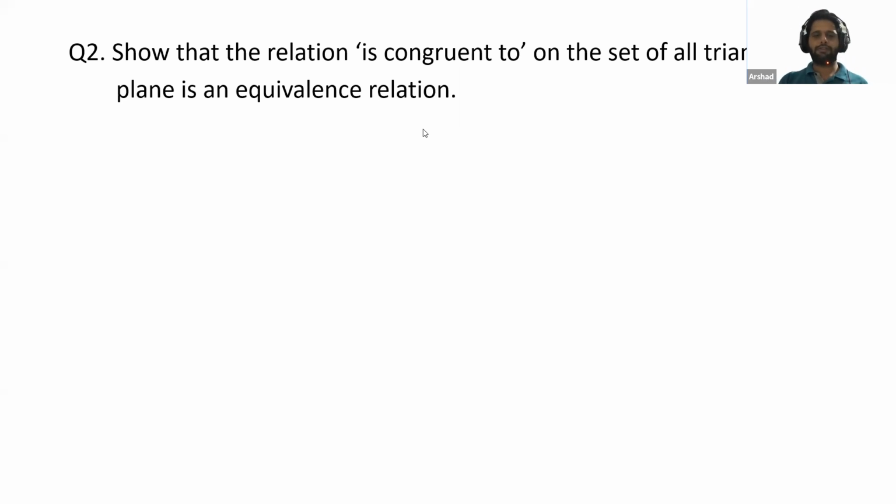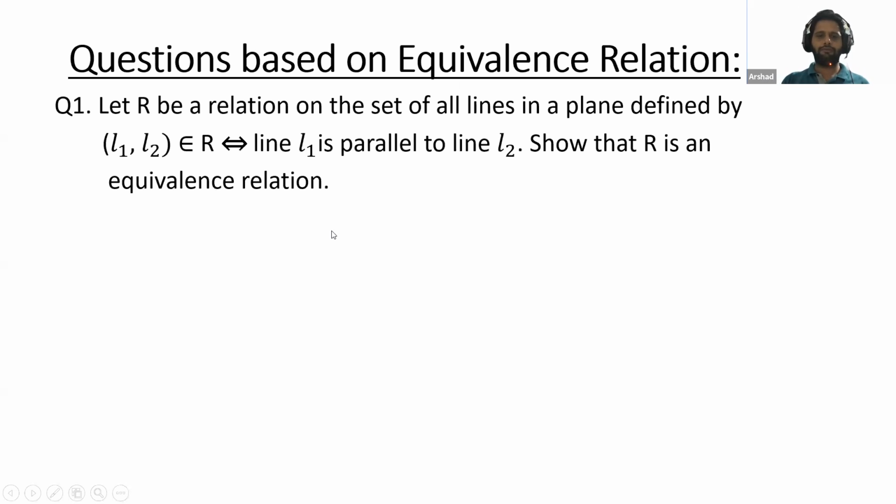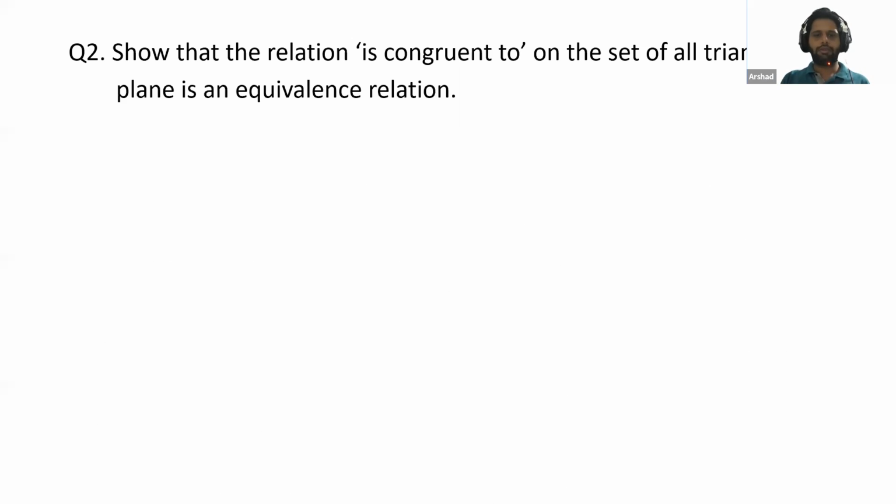So I guess we have started some questions based on equivalence relation, and we might have completed the first question: line L1 is parallel to L2. Now the next question. Show that the relation congruent to on the set of all triangles in a plane is an equivalence relation. This is a very simple question. Please complete this question. I will give you 3 minutes for this. If anyone has a doubt in this, please let me know.